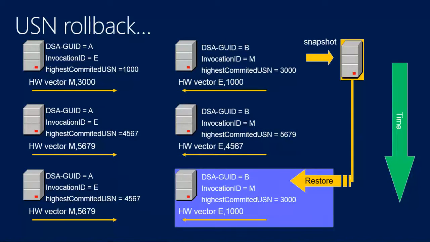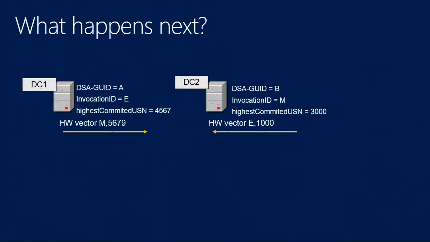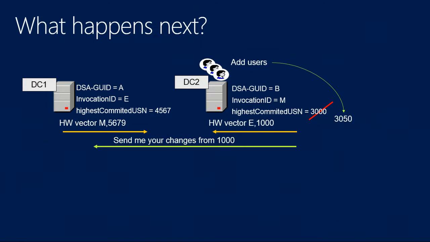Well, think of the answer, and then we'll get to the next slide. So there's our situation. We had some users, just to complicate matters. All right, so our snapshot, we've just added a whole bunch of users on it. So the USN has just bumped up to 3050. And then replication happens. It says, send me all your changes from 1000. No problem. Over they go.